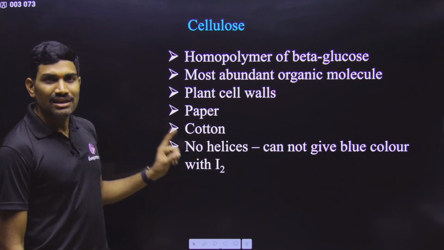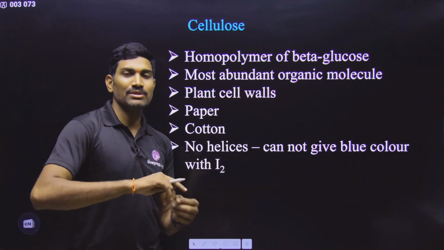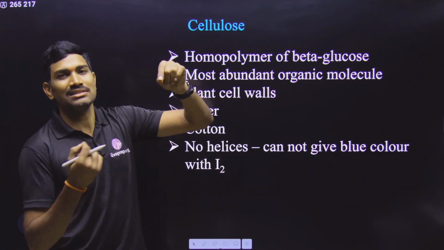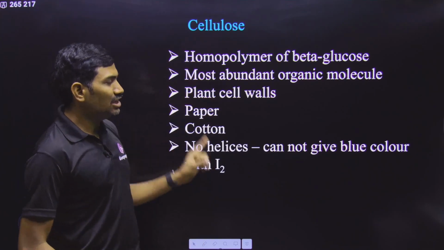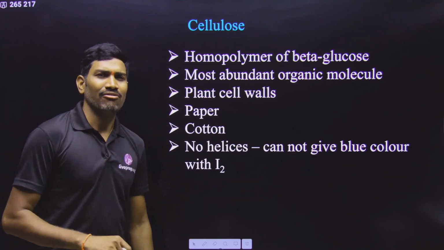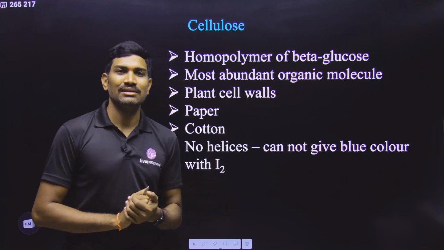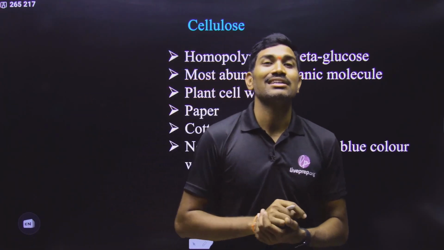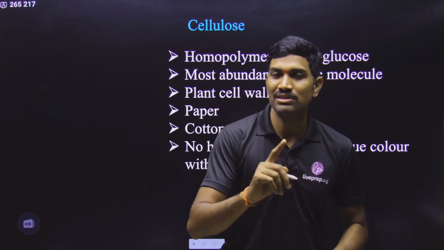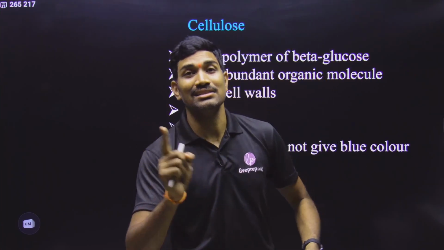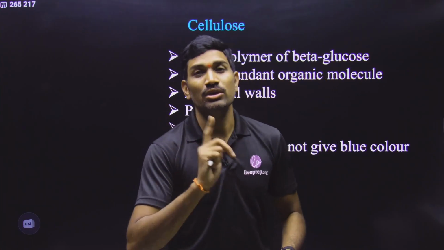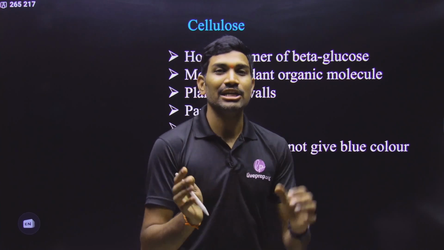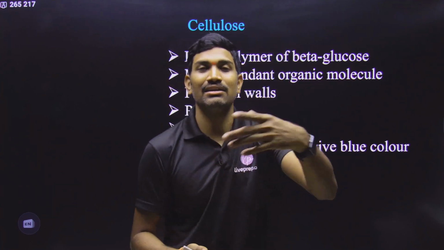And next one, in the case of cellulose, helices are not present. In the case of protein, we studied some helical structure, right? Likewise, for cellulose, we are not observing helices. Why are we talking about helices here? Because we will talk about helices for the starch molecule. Please observe this. In the case of starch, we are observing helical structures. Starch shows a helical structure so that it can hold iodine in between and it will give blue color.